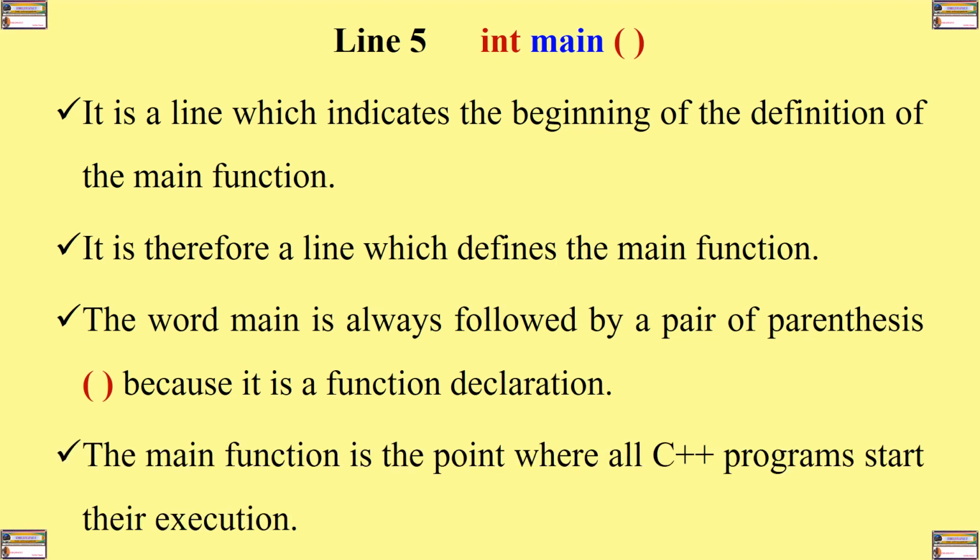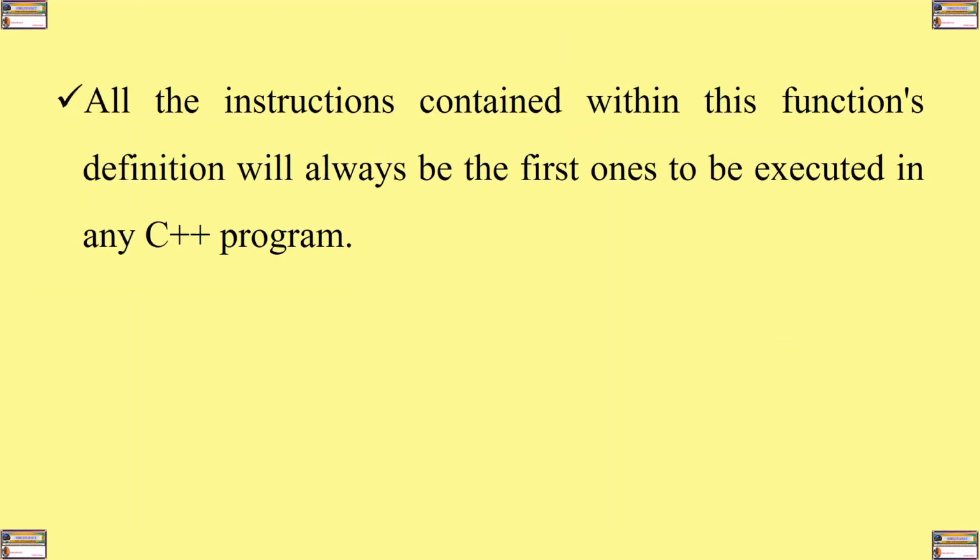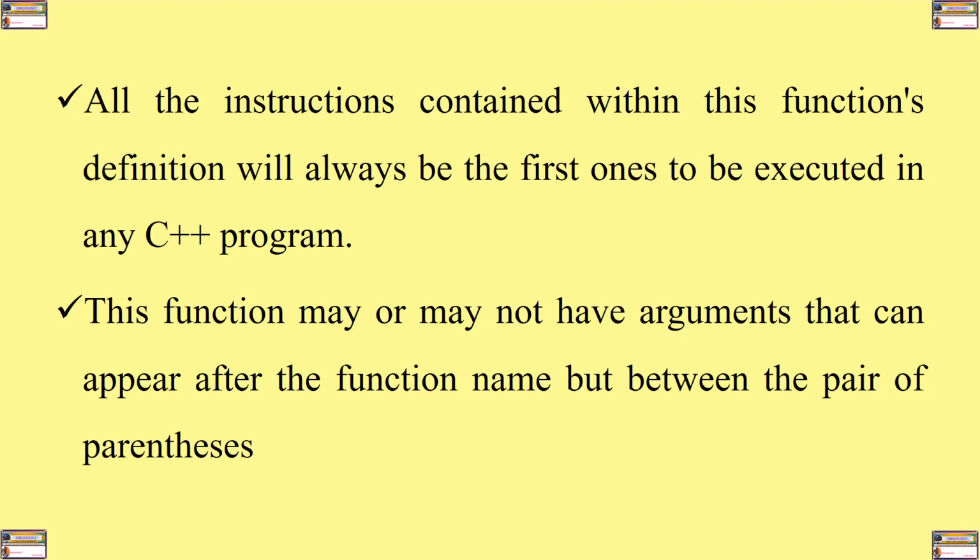So the main function is the point where all C++ programs start their execution. All the instructions contained within this function's definition will always be the first ones to be executed in any C++ program. This function may or may not have arguments that can appear after the function name, but between the pair of parentheses.